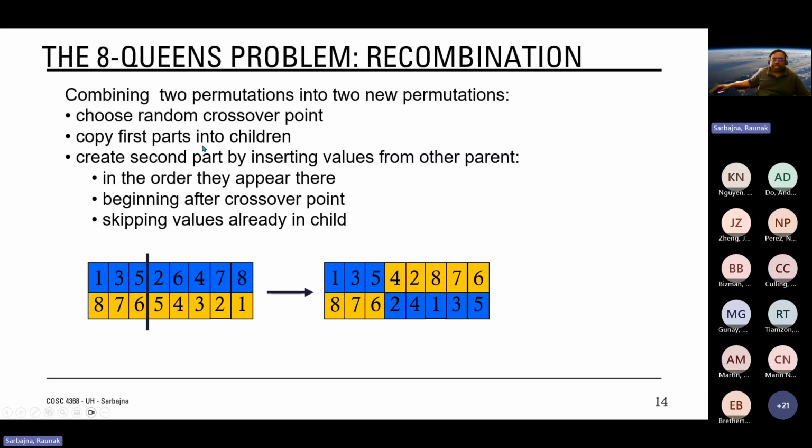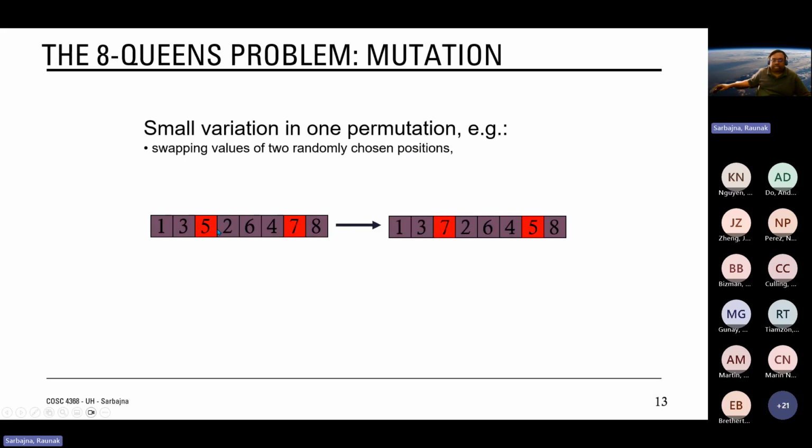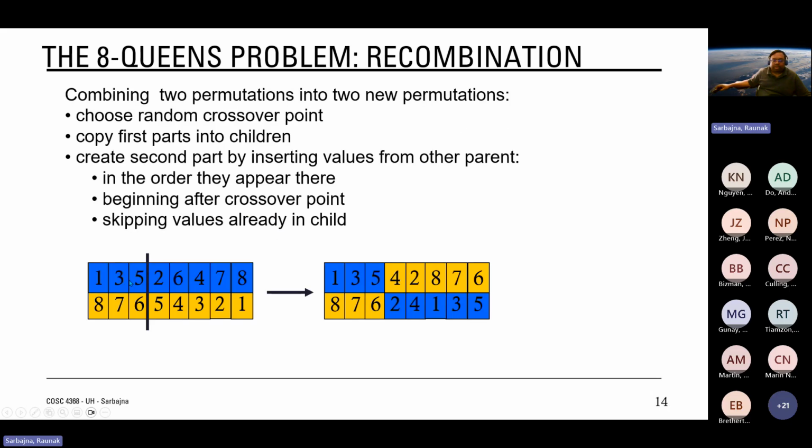So just make sure that when you are doing this crossover, what you have to be careful about is that there are no repeats, right? So you take two solutions like this, 1 3 5 2 6 4 7 8, and another solution, 8 7 6 5 4 3 2 1. You take this solution and this solution, and then you create this.